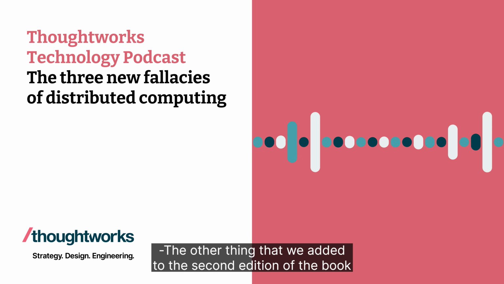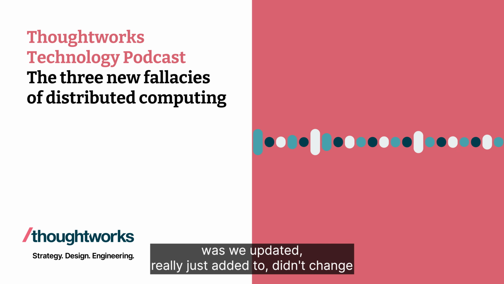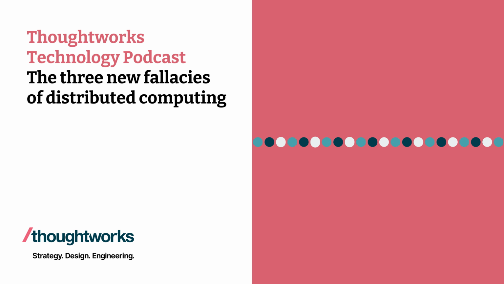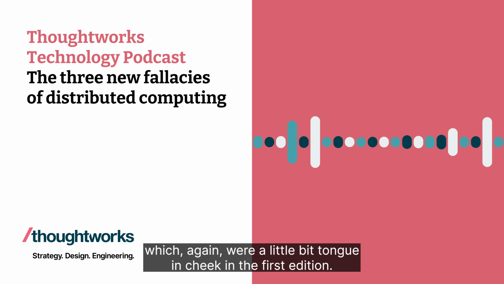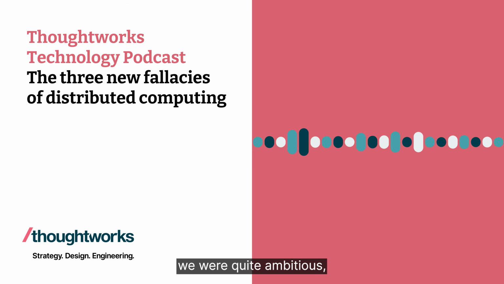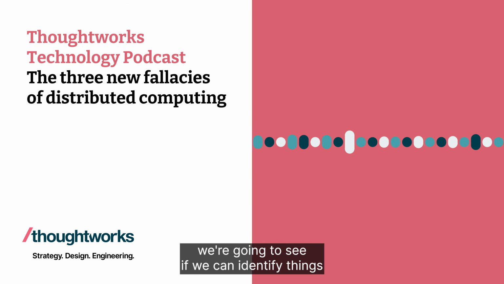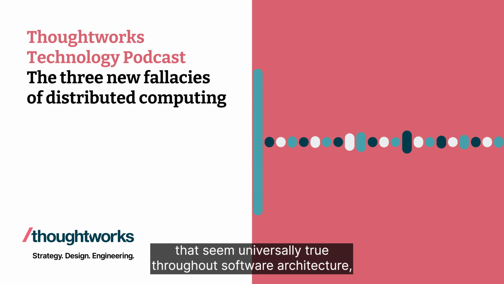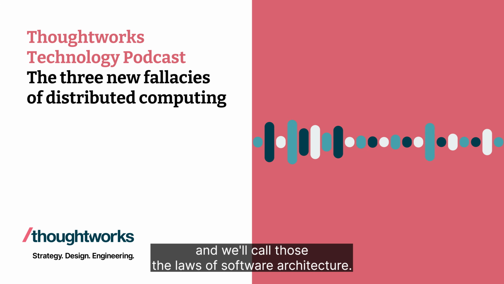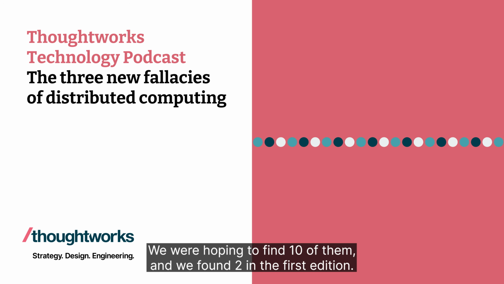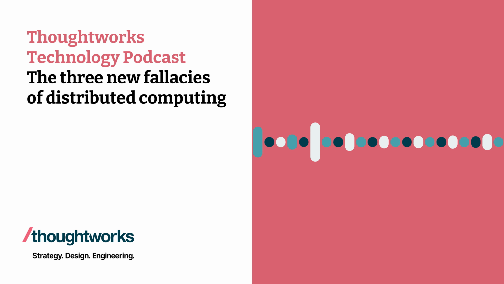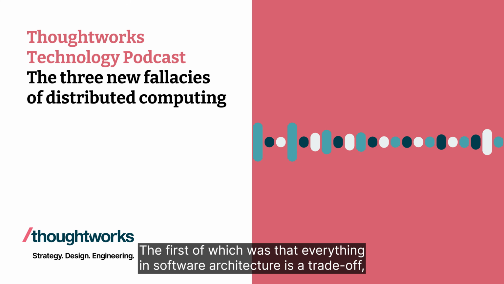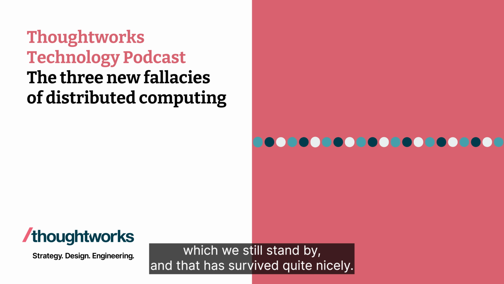The other thing that we added to the second edition of the book was we updated, really just added to, didn't change, the laws of software architecture, which were a little bit tongue-in-cheek in the first edition. So when we were writing the first edition of the book, we were quite ambitious, and we thought, as we go through all this material, we're going to see if we can identify things that seem universally true throughout software architecture, and we'll call those the laws of software architecture. And we were hoping to find like 10 of them, and we found 2 in the first edition. And the first of which was that everything in software architecture is a trade-off, which we still stand by, and that has survived quite nicely.